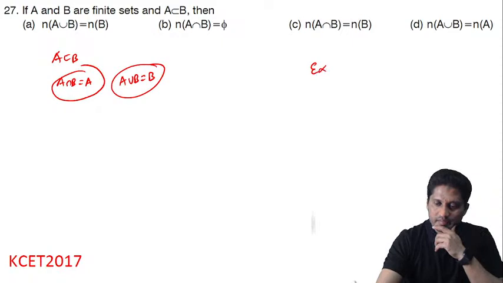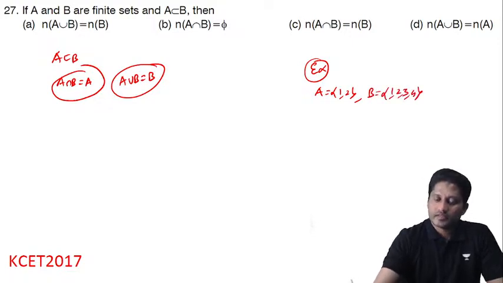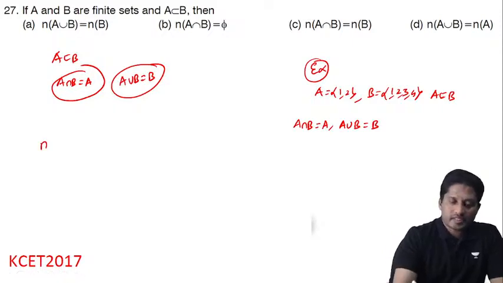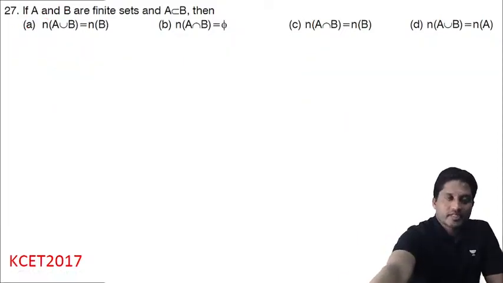Okay, I'll give an example. Suppose I have A is equal to 1, and B is equal to 1, 2, like this. Obviously A is a subset of B, right? A intersection B is equal to A. A union B is equal to B only. Check. Right, now the first option is n of A union B equal to n of B only, right? This option is true. The remaining cannot be satisfied. Right, the answer is this option. Let's move to the next question.